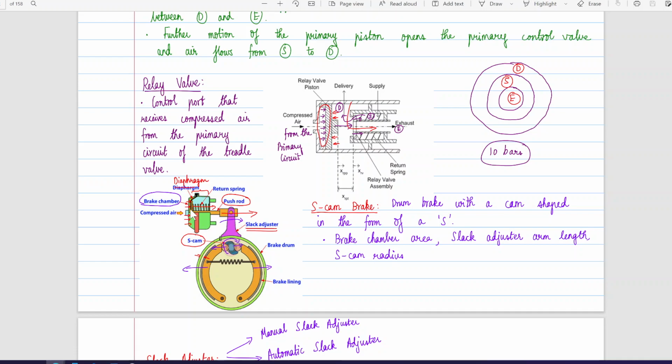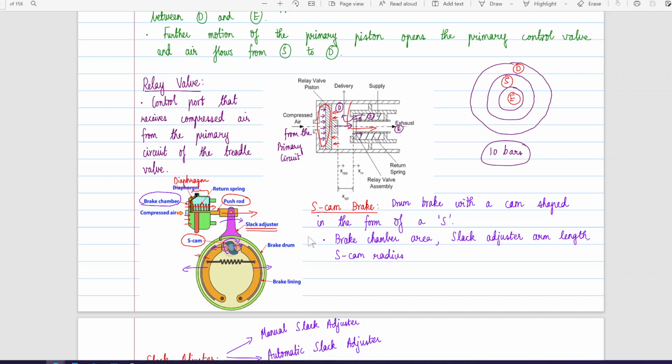So once the compressed air reaches the brake chamber, the diaphragm moves in this direction, resulting in motion of the push rod. The linear motion of the push rod results in angular motion of the slack adjuster, which moves this S cam. So the motion of S cam generates the force here at these two roller pins, causing the brake lining to rub against the drum, and this results in braking.